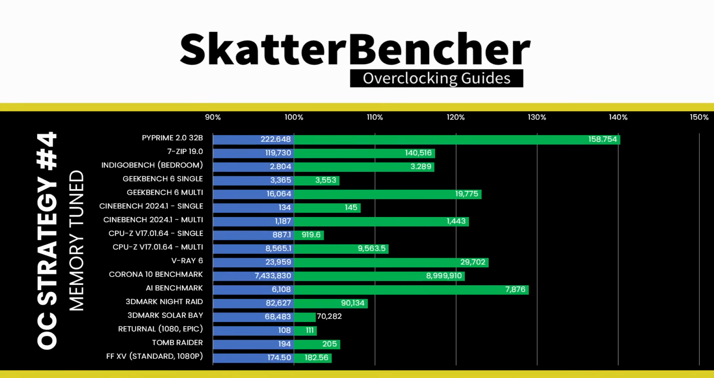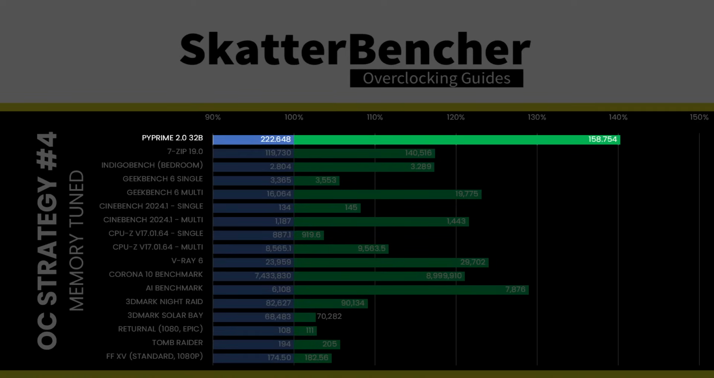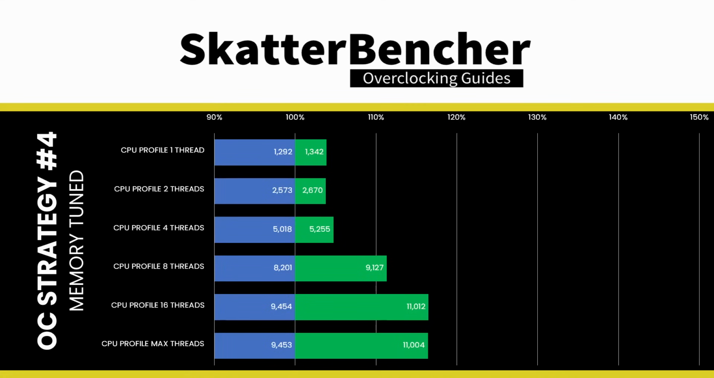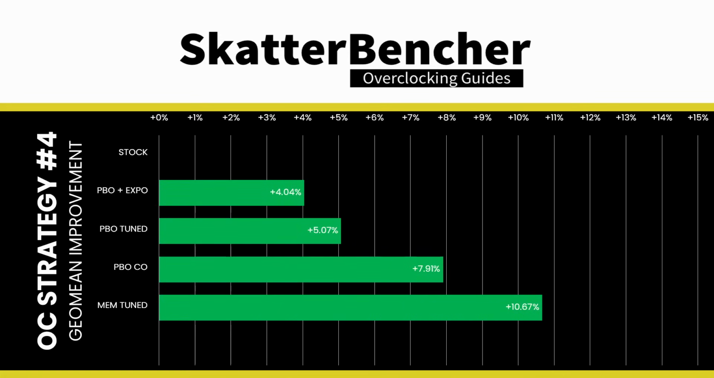We reran the benchmarks and checked the performance increase compared to the default operation. Tuning the memory subsystem has a surprisingly large impact on the benchmark performance. The standout performance improvement is PY Prime, where we see a maximum improvement of plus 40.25% over stock, but that's very much a memory benchmark. We also see a performance uplift of 5 to 10 percentage points in other multi-threaded benchmarks, such as Geekbench and AI Benchmark. The geomean performance improvement is plus 10.67%.